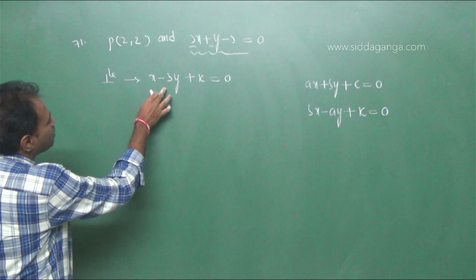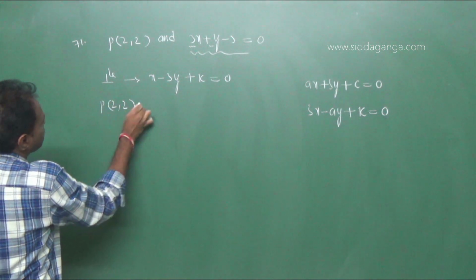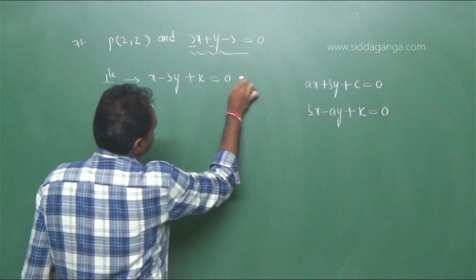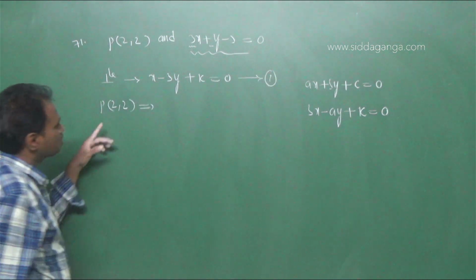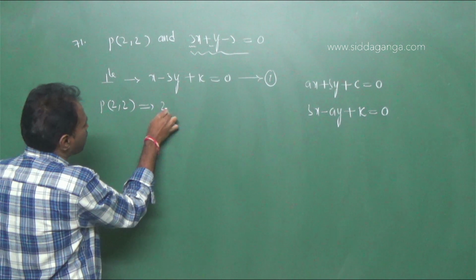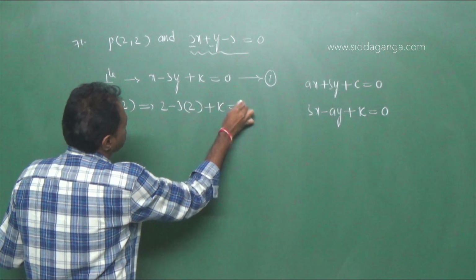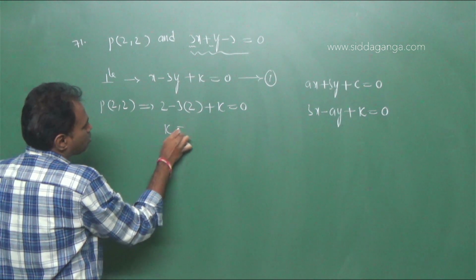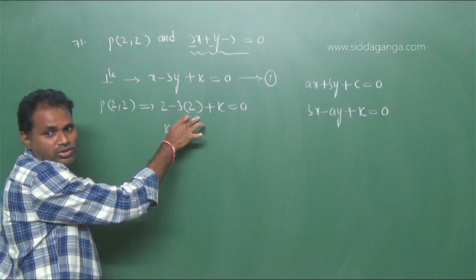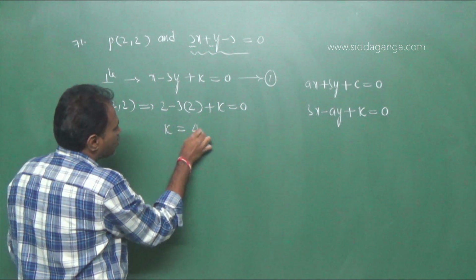But this line is passing through the point 2 comma 2. Therefore, substitute x equal to 2 and y equal to 2 here. 2 minus 3 into 2 plus k equal to 0. That is k equal to 3 into 2, 6, minus 2, 6 minus 2, that is 4. Therefore, k equal to 4.